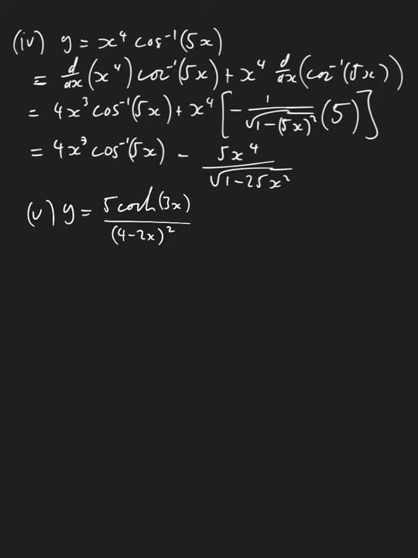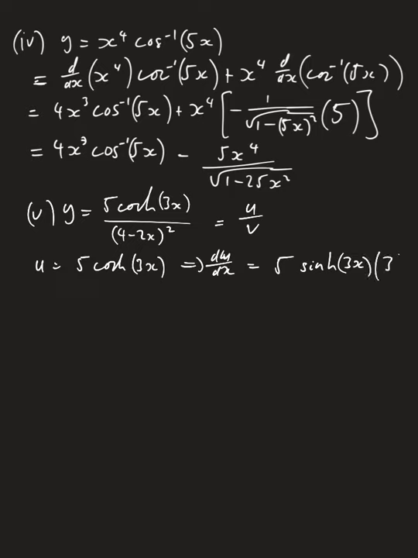Next, part 5, another quotient rule one. 5 times cosh of 3x divided by 4 minus 2x squared. So we'll call that u over v. We'll say u is equal to 5 times cosh of 3x. So that means that du/dx is equal to 5 times, the derivative of cosh is sinh, and then I multiply by the derivative of what's in the brackets. So that's 15 sinh 3x.